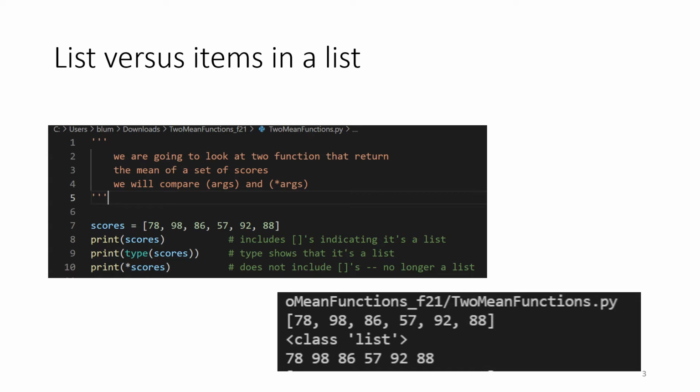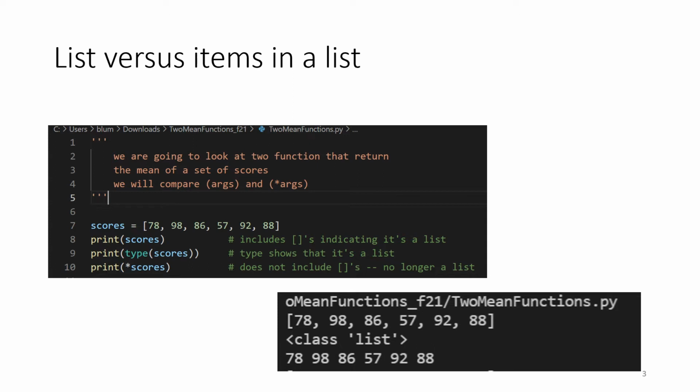Here we want to make the distinction between a list and the items in that list. So in line 7, we are declaring and initializing a list of scores. And then in 8, we are printing out those scores, and we see in the printout that it includes these square brackets that are indicating that it is a list and that certain things come along with a list, and it's more than just the items in the list.